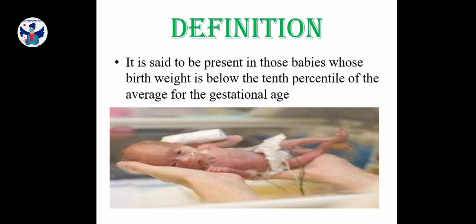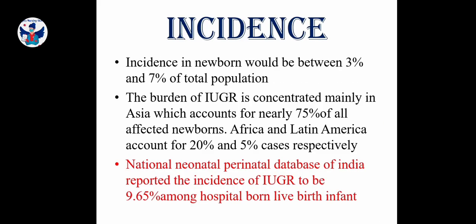Normally, the weight of babies will be between the 10th percentile and the 90th percentile of the growth chart. Then it is considered as normal weight. And if it goes below the 10th percentile, then it is considered underweight, and if it goes above the 90th percentile, then it is termed obese. So here the baby's weight is going below the 10th percentile and hence it is termed intrauterine growth retardation.